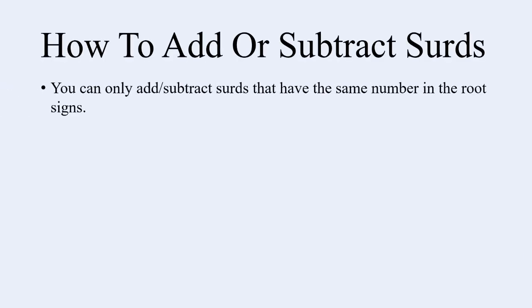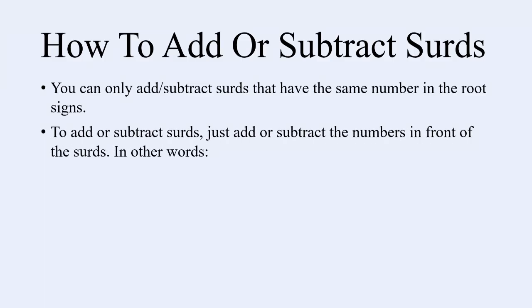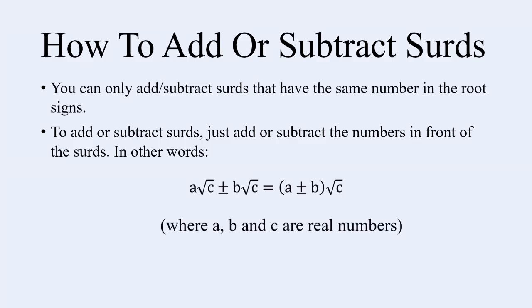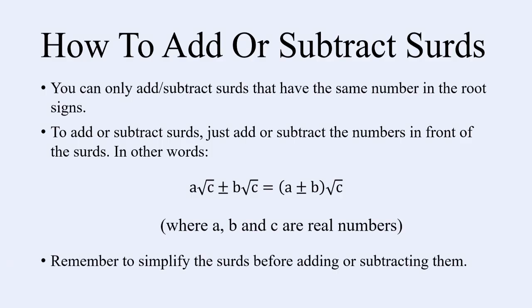Now, when adding or subtracting surds, you can only add or subtract surds that have the same number in the square root signs. To add and subtract surds, just add or subtract the numbers in front of the surds. In other words, if a, b, and c are real numbers, then a times square root of c plus or minus b times the square root of c is equal to a plus or minus b, all multiplied by the square root of c. When adding or subtracting surds, remember to simplify the surds as much as possible before adding or subtracting them. Now let's go through some examples of adding or subtracting surds.